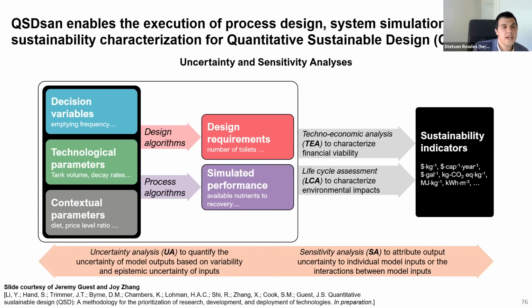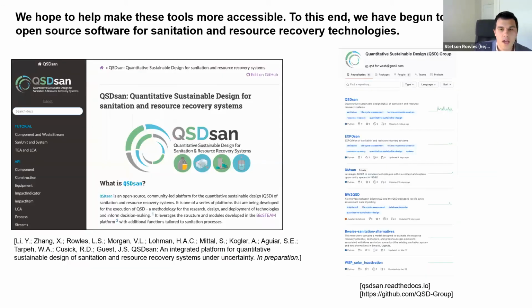So QSD SAN is a Python package that uses this process. Next, please. And so QSD SAN is essentially a step towards making these tools, like quantitative sustainable design, like TEA, like LCA, more accessible for sanitation and resource recovery systems. It's all open source and available online. These are some links here for the Read the Docs and the GitHub page.